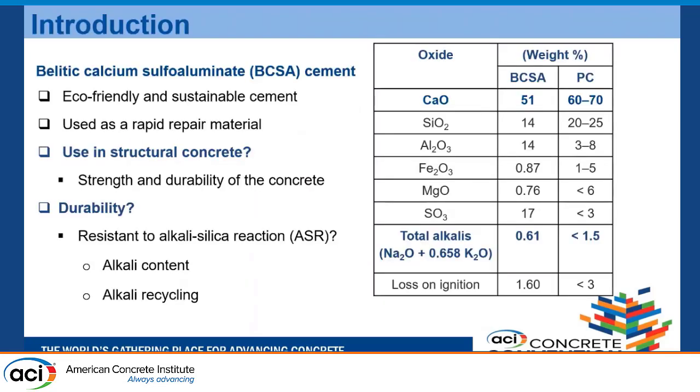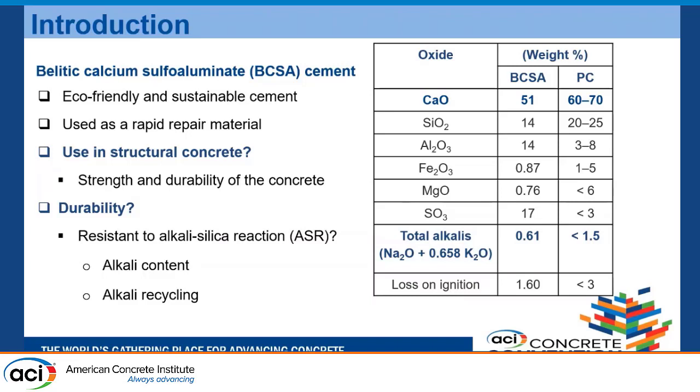Belitic calcium sulfoaluminate cement, simply known as BCSA, is an eco-friendly and sustainable cement. It's used as a rapid repair material, but in recent years, it's been researched as an alternative to Portland cement in structural concrete. For that, we need detailed knowledge of the strength and durability of this concrete. My presentation today is related to the durability part, where specifically I'll be discussing alkali-silica reaction. So the question that needs to be answered is: is BCSA resistant to ASR?